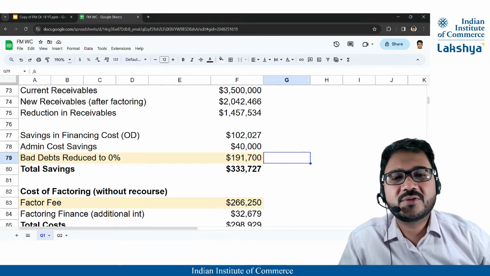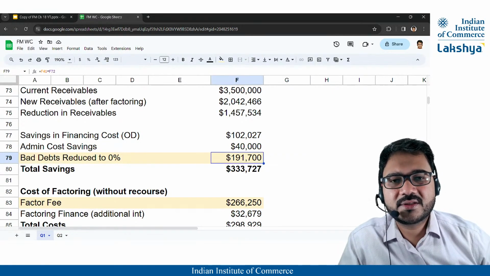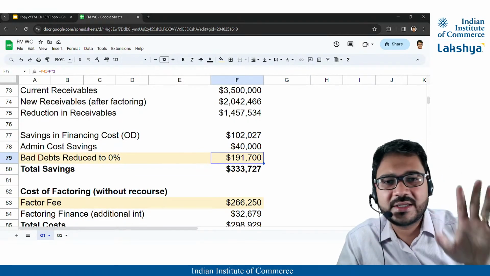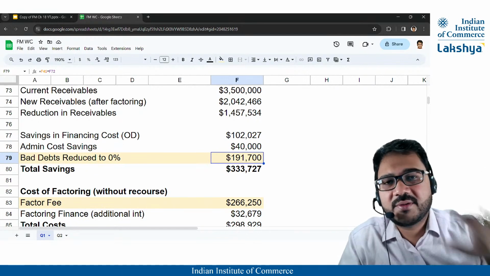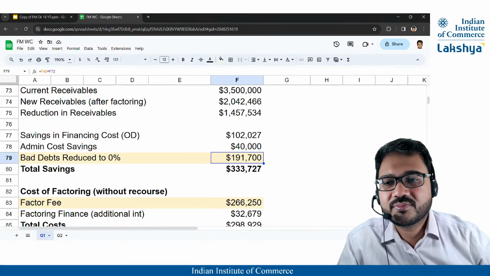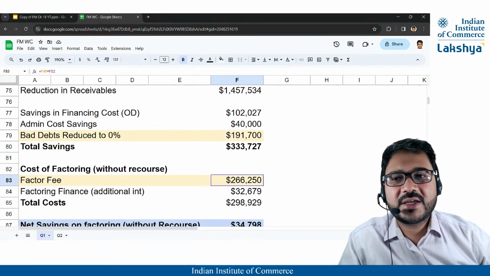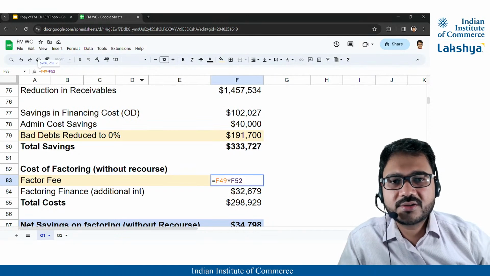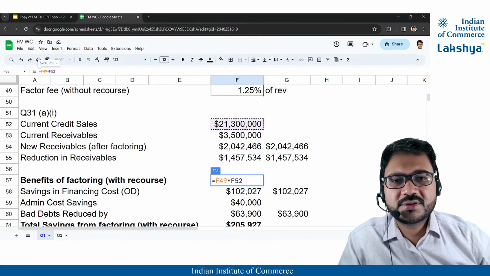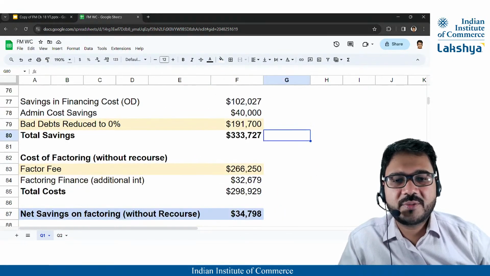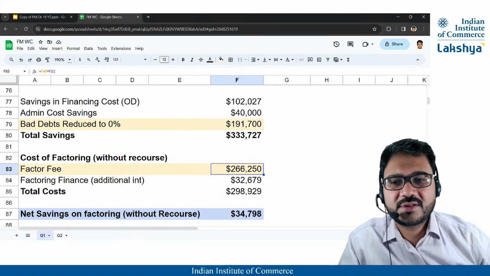That bad debts is the only differential. It's more savings on bad debts because it's reduced to 0%. There are no bad debts anymore. You get money from everyone. So that's your total savings. And against that, you have to pay a higher fee. On your sales, you are paying 1.25%. That's your fee, 1.25% of revenue. Revenue is 21 billion. So you are paying higher fees.